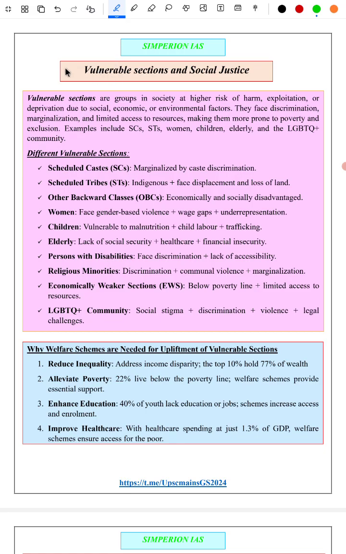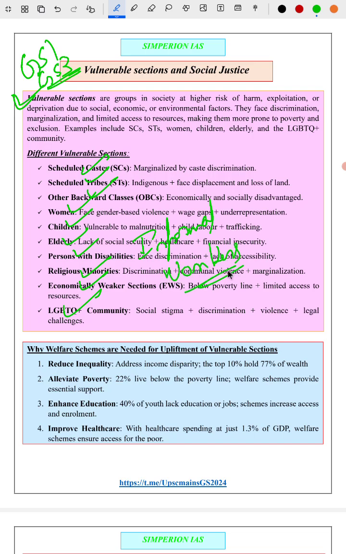Vulnerable sections and social justice will cover the GS1 society and GS2 social justice. Initially, we'll discuss the skeleton. We have started with the definition of vulnerable sections and we have given examples: Scheduled Caste, Scheduled Tribe, backward classes, women, children, elderly, persons with disability, religious minorities, EWS, LGBTQ+. While covering this topic, we have also discussed informal workers, the people working in the informal sector.